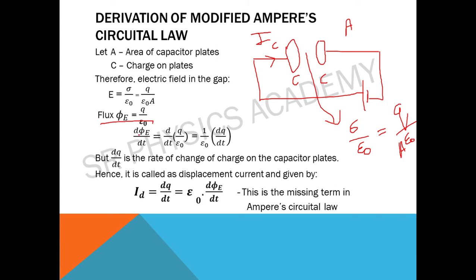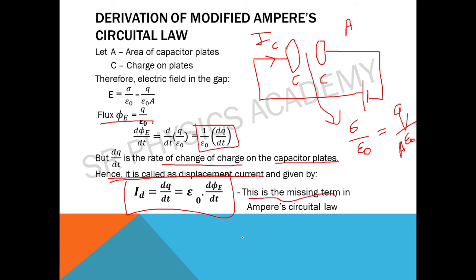Therefore, d phi E by dt will be given by d by dt of Q by epsilon naught, which is equal to 1 by epsilon naught of dq by dt, since epsilon naught is a constant. But we know that dq by dt is the rate of change of charge on the capacitor plates. Hence, it is called displacement current and is given by ID is equal to dq by dt is equal to epsilon naught d phi E by dt. This is the missing term in Ampere's circuital law.